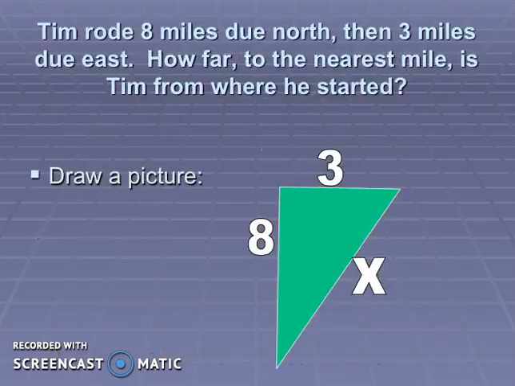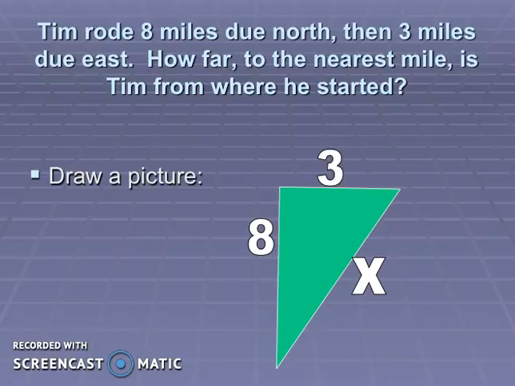Next example we've got. This is often a question that will just be a worded question. You won't have any pictures there, you won't have any diagrams there. You need to draw them in. So, we're told Tim rode 8 miles due north. So we've got to start at our origin. Pick a point. We're going 8 miles due north. Draw a line going up towards north.